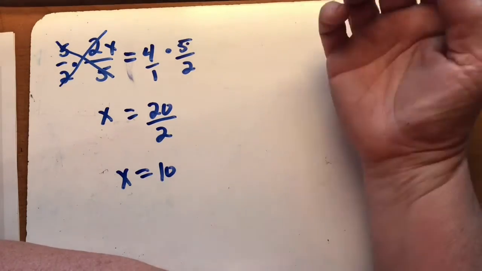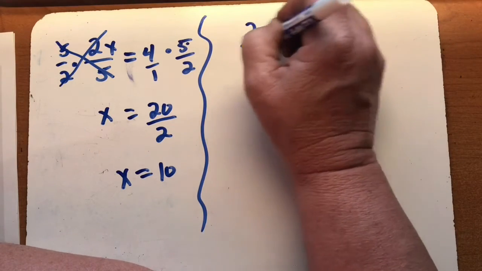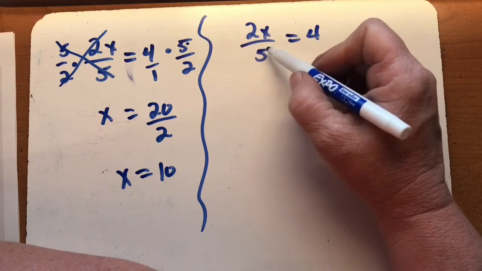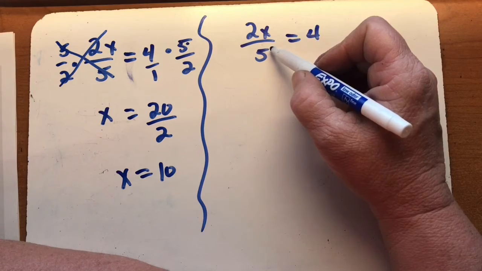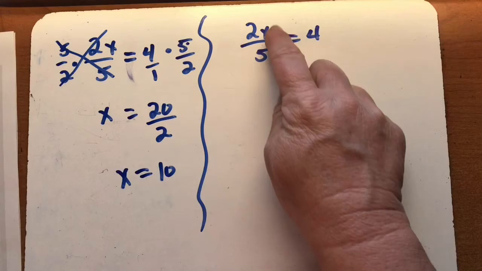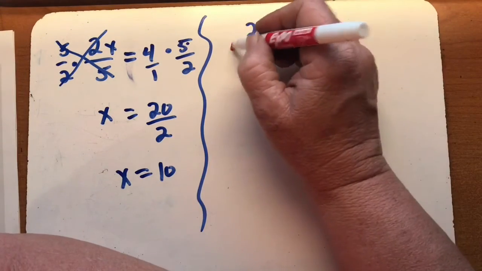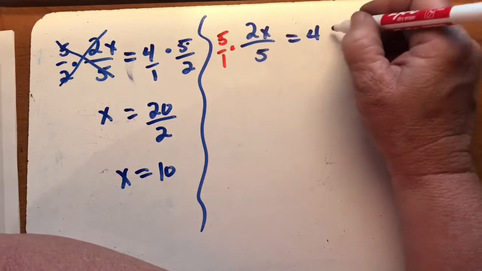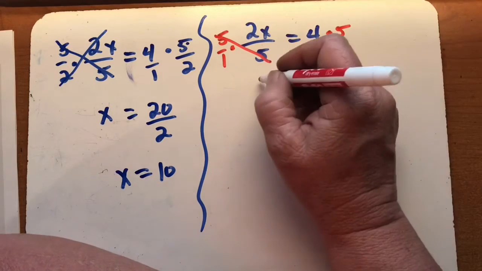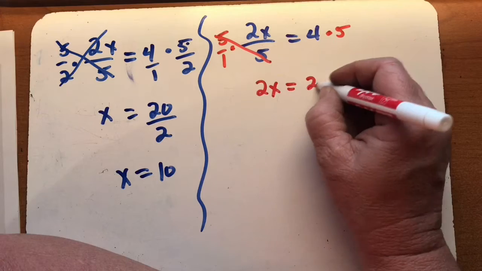Or I can look at it as 2 steps. I can see that, well, the first thing I want to do is get rid of the fraction. Okay? To get rid of the fraction, I've got to get rid of this 5. 2x is being divided by 5. So to get rid of the 5, I've got to do opposites. I've got to multiply by 5 on both sides. So there goes the 5. 5's gone. The only thing left on this side is the 2x. And now this side is 20.